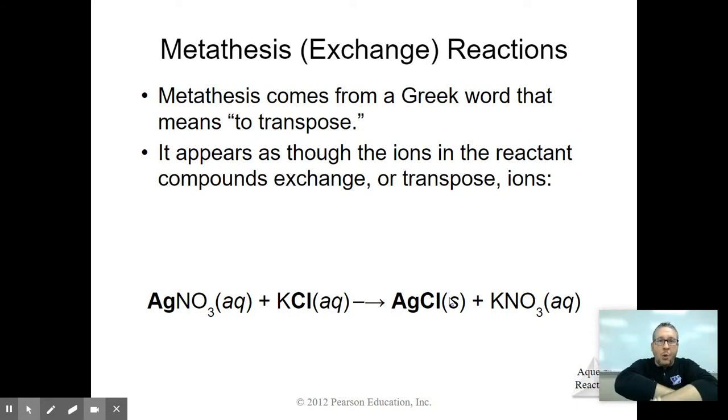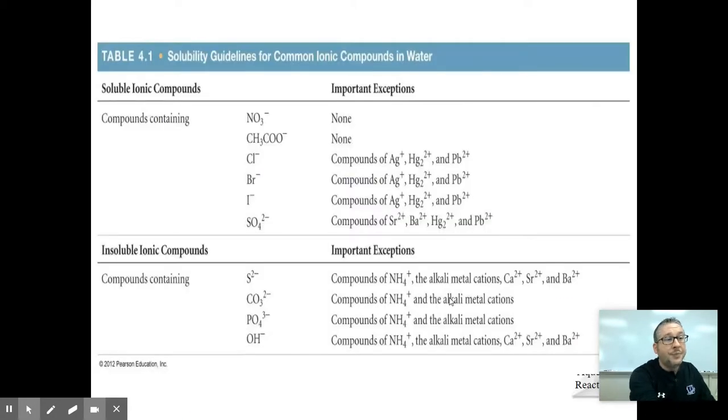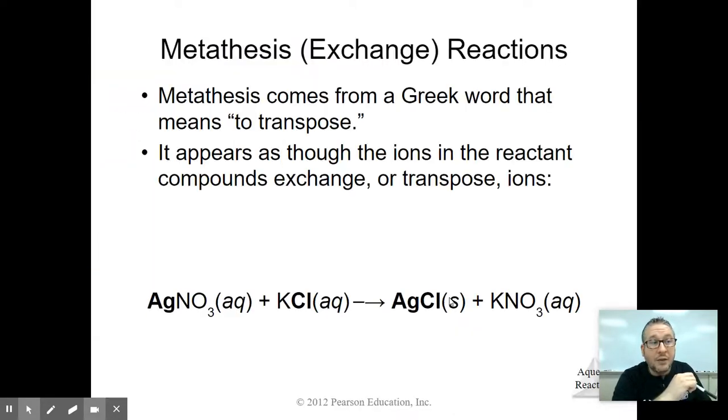And when you write them out, you've got to do the appropriate formula. So here we get silver chloride and potassium nitrate. Based off of our solubility guidelines, you'll see that chlorine is typically soluble unless it's bonded with silver. So we get silver chloride as a solid. That is our precipitate. Nitrate is bonded with potassium, and anything that bonds with nitrate is going to be soluble. So that stays aqueous, okay?